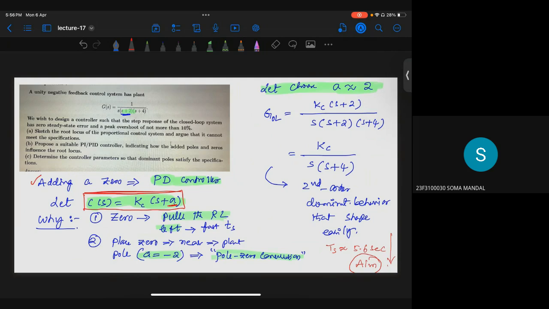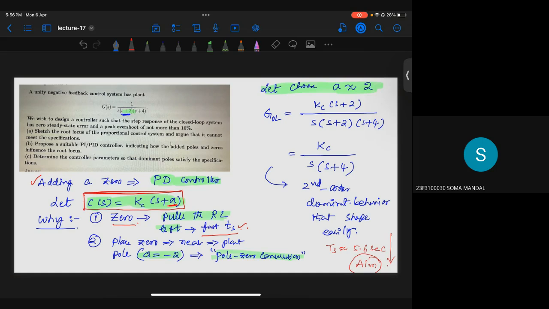This zero pulls the root locus to the left. Root locus moving left means we are pushing towards the stable region. Ultimately, it reaches the equilibrium point fast. That is nothing but decreasing the TS, or you can say it is very fast.